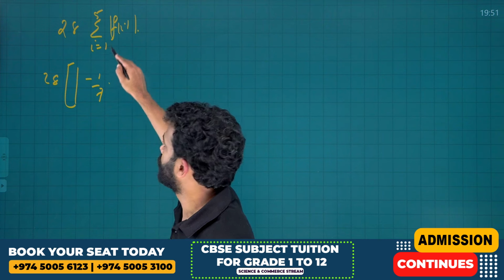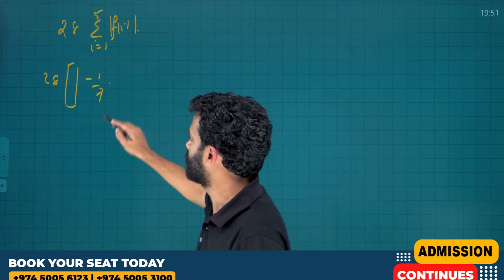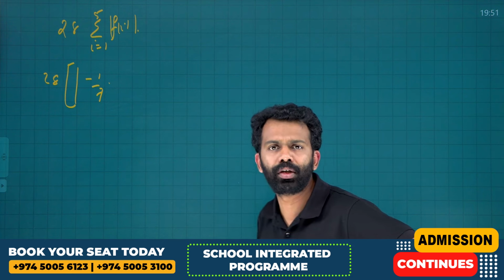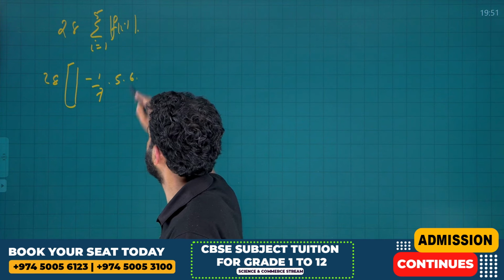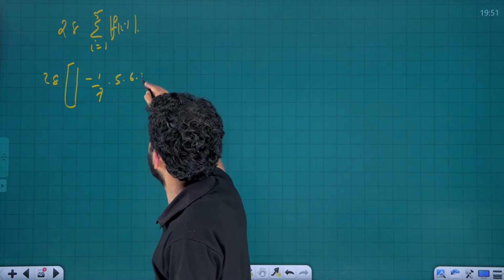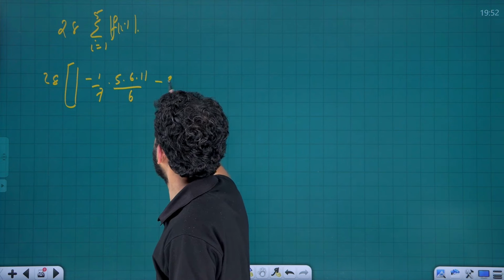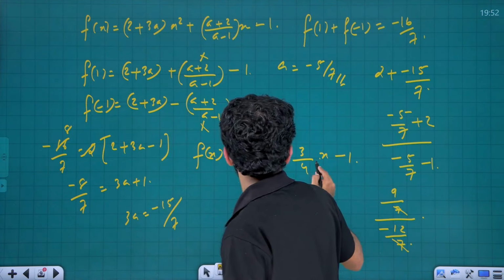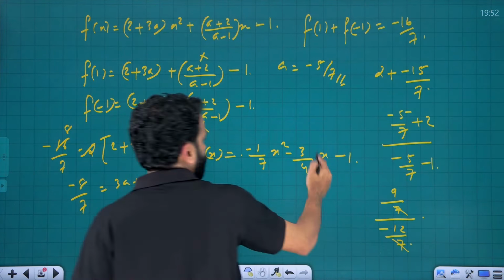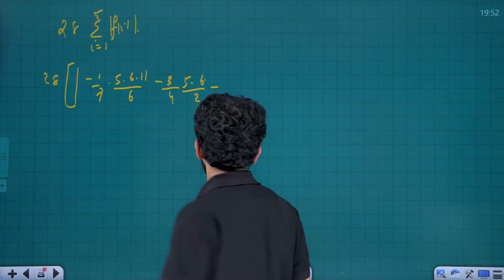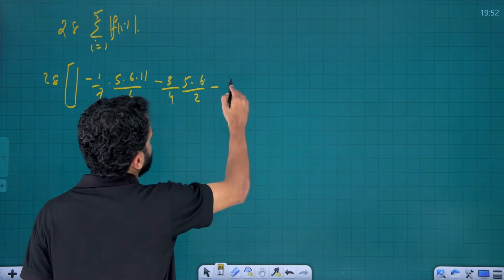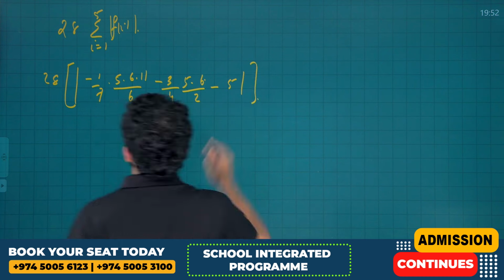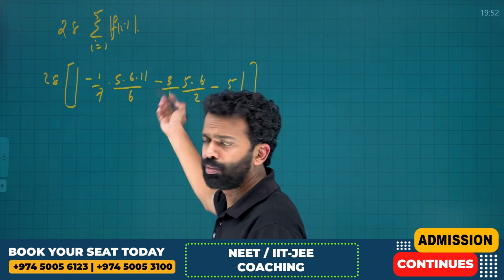If you apply from 1 square, 2 square, 3 square, 4 square plus 5 square, the formula is n into (n plus 1) into (2n plus 1) by 6. So it will be 5 into 6 into 11 divided by 6, okay, minus 3 by 4 into, we have x here, 1 plus 2 plus 3 plus 4 plus 5, sum of n natural numbers, that is 5 into 6 divided by 2, minus 1. How many times 1 is coming? 1 plus 1 plus 1 plus 1 like that up to 5, that is minus 5, okay. It will be like this, and negative is common, applying the modulus it will get cancelled, okay.